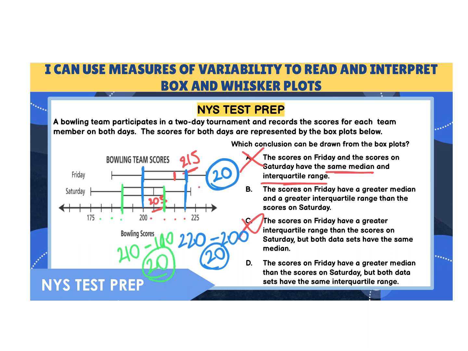So scores on Friday have a greater median and a greater interquartile range? No, they have the same interquartile range. The scores on Friday have a greater median. Yes, 215 is greater. And they have the same interquartile range, 20 and 20. Yes, choice D.